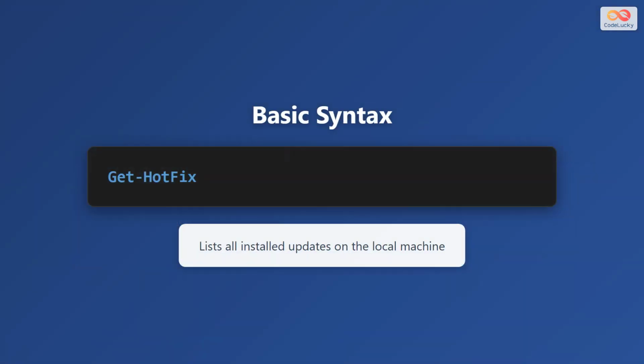The basic syntax of Get-HotFix is incredibly simple. You just type Get-HotFix and press Enter. This command lists all installed updates on the local machine where you're running PowerShell. When you execute this command, you'll see a table showing the source of the update, the description, the hotfix ID, which is typically a KB number, and the date it was installed. This is your starting point for exploring Windows updates on any system.